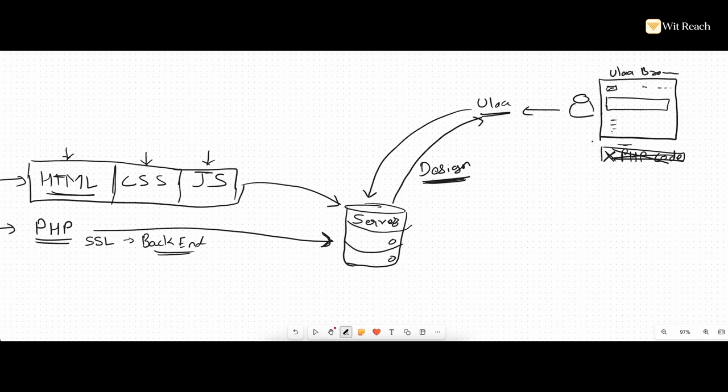So let's say the user requests to create a new account on a website. This specific operation will be taken care of by PHP, which is stored in the server. Now what happens when a user creates an account? This account information can be an email, or maybe a phone number, name, password.